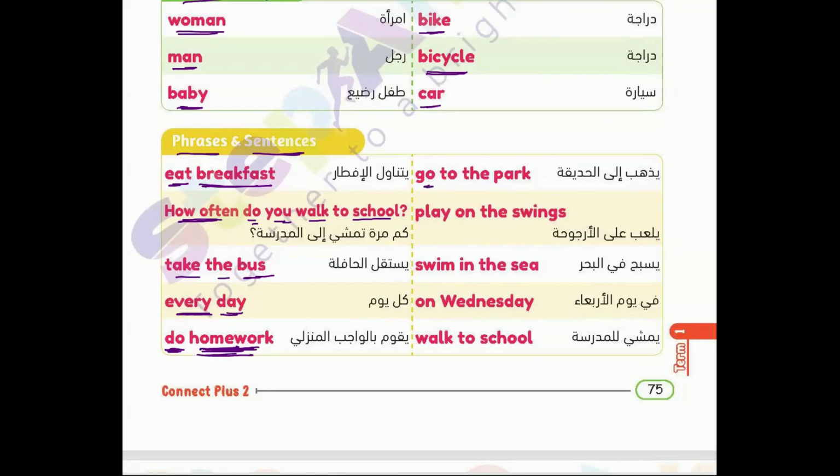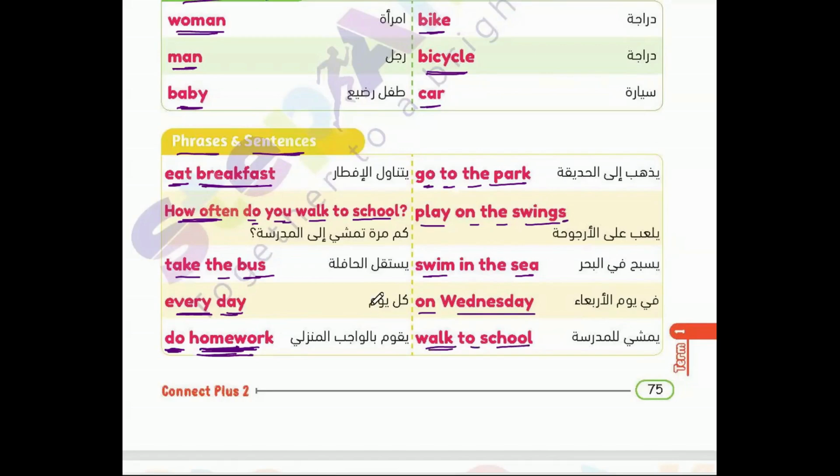Okay, go to the park. Play on the swings. This is plural, pay attention, a plural word. Swim in the sea. On Wednesday. Walk to school. Okay, we finished this part.